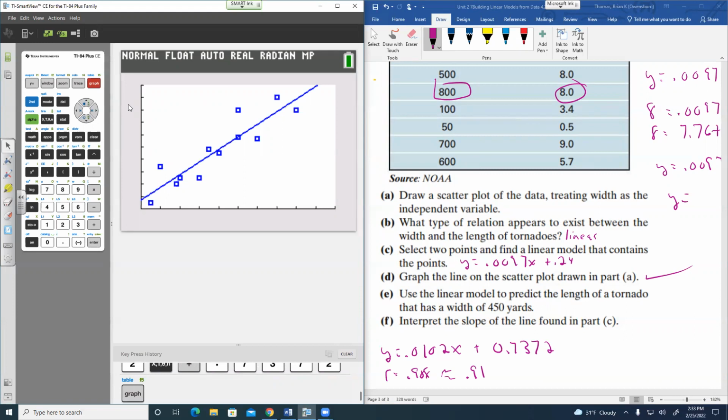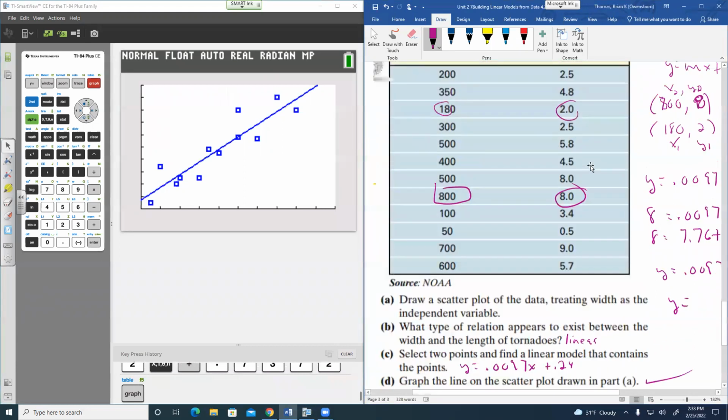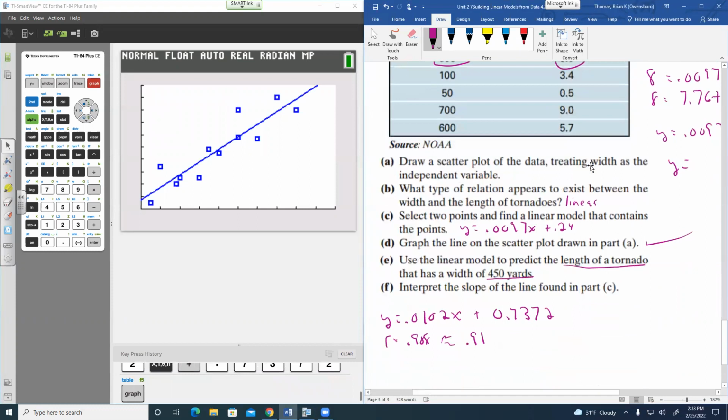So if we use this linear model, if we want to figure out the length of the tornado that has a width of 450 yards, so we want to find how long it stayed on the ground. So I'm just going to use this linear regression one. So y equals 0.0102 times 450 yards. And if I add that 0.7372, that should tell me how long it was on the ground, if I'm understanding how that was read.